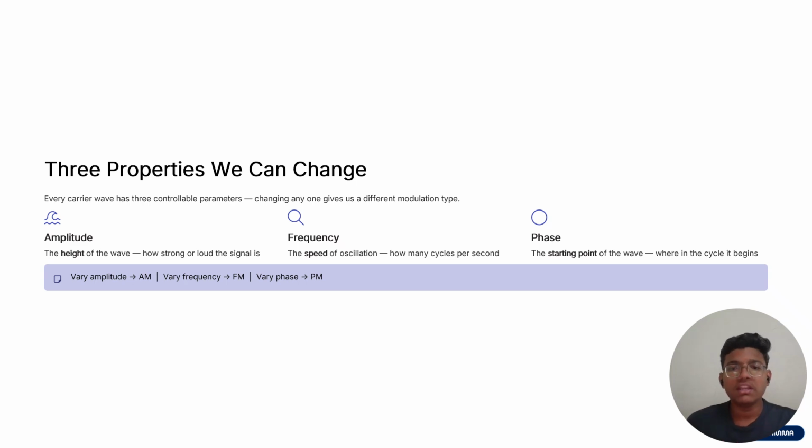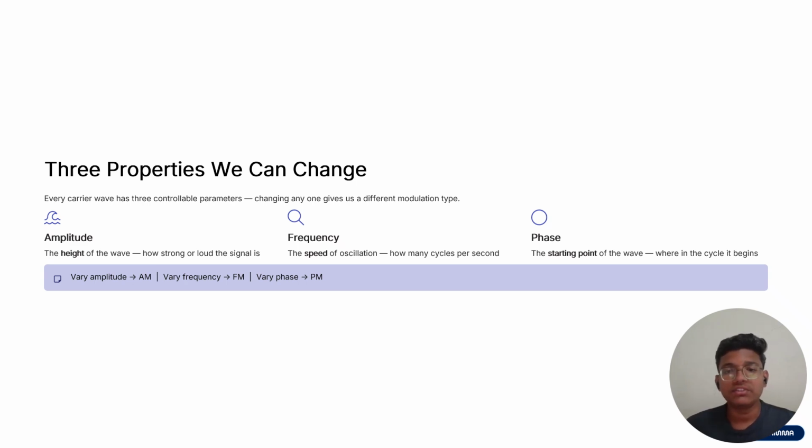Three properties we can change. A carrier wave has three main properties that we can control. First is amplitude, second is frequency, and third is phase. Amplitude means the height or strength of the wave. If amplitude is high, the signal is strong. If amplitude is low, the signal is weak. Second, frequency. Frequency means how fast the wave oscillates, or how many cycles it completes in 1 second. It is measured in hertz. Third is phase. Phase means the starting point or position of the wave in its cycle.